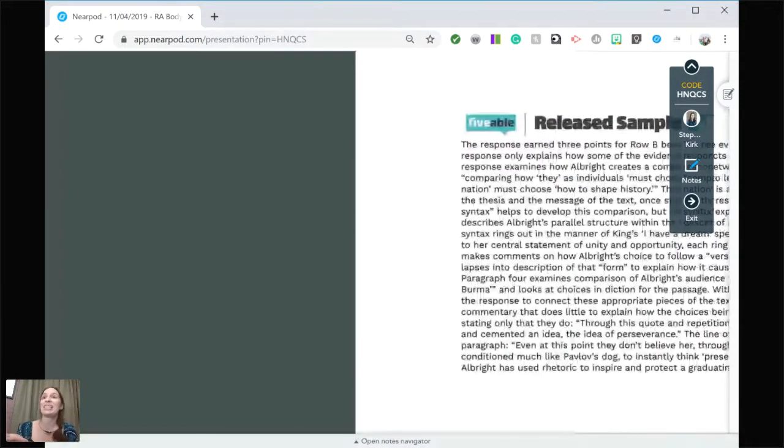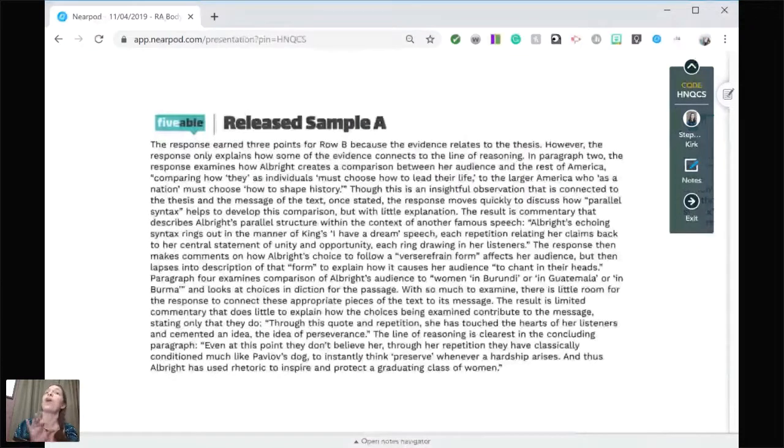The evidence relates to the thesis. However, the response only explains how some of the evidence connects to the line of reasoning. So remember, in the rubric to get that 4, it says consistently. So you want to make sure that you're doing that. And then it goes through paragraph 2, which is the one we focused on in here.